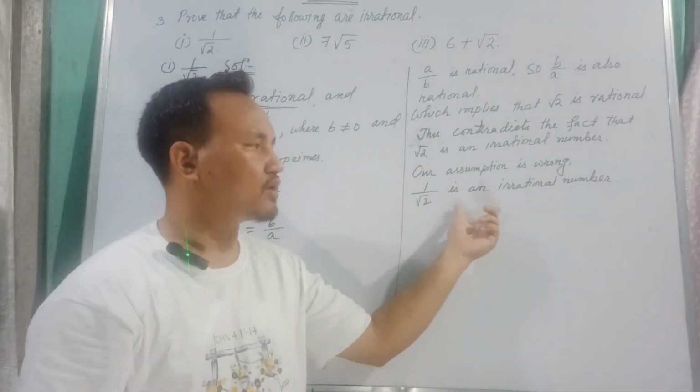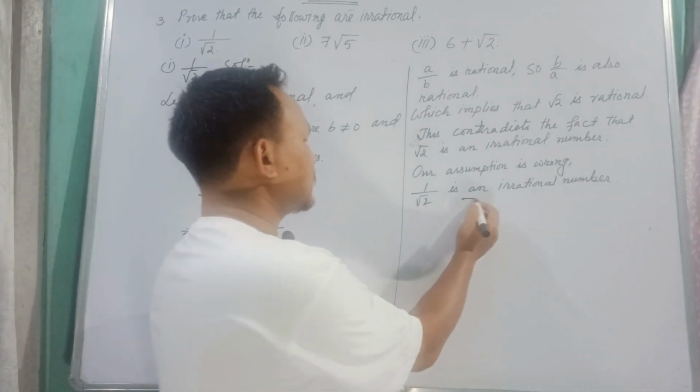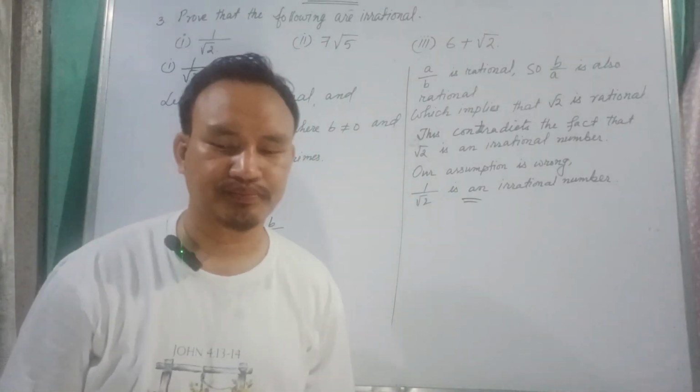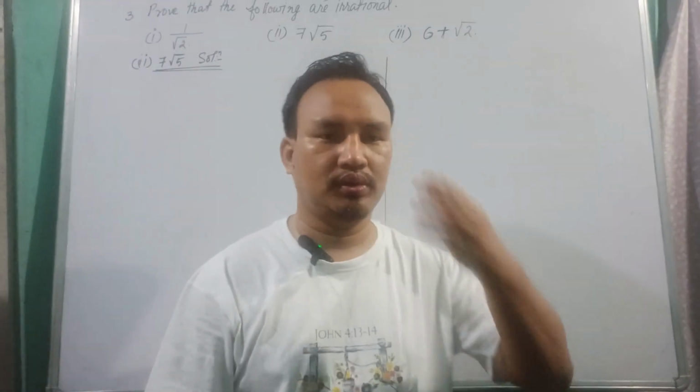All right, so this is how we prove. It is called the method of contradiction. All right, so let's do question number 2 now. Okay, let's continue with question number 2.